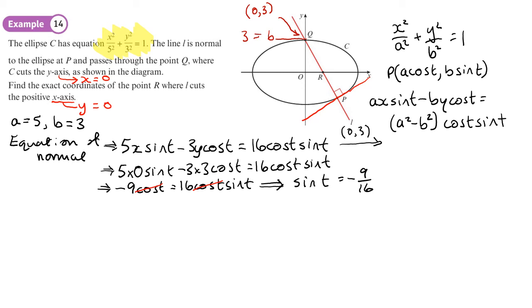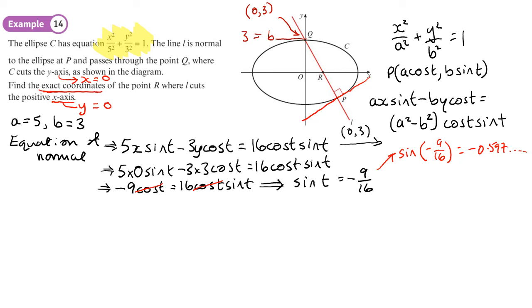Now the question says we need to find the exact coordinates. If I just do the sine inverse of negative 9 over 16, I don't get an exact value. I get something like minus 0.597. That's no good. I want the exact value. So is there an identity? Is there something that I can use to find the exact value?